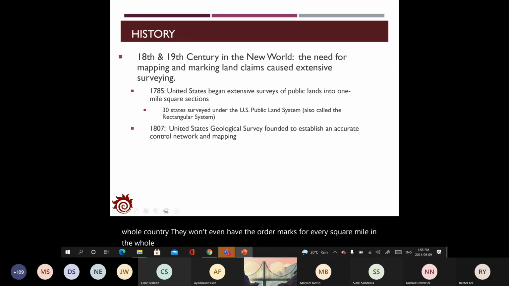At that time, there were only 30 states in the US, but they were all measured appropriately with these 1 mile square sectors. And later on in 1807, the US Geological Survey was founded to establish very accurate control points. This kind of control points is the one that I just mentioned about control surveying. So they developed multiple reference points in the whole country and then did the mapping based on these reference points.